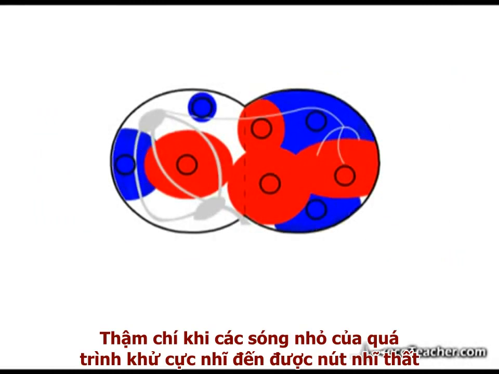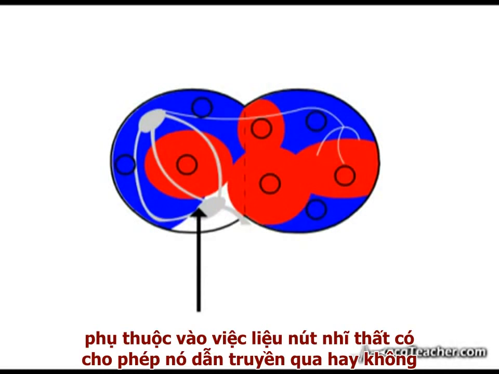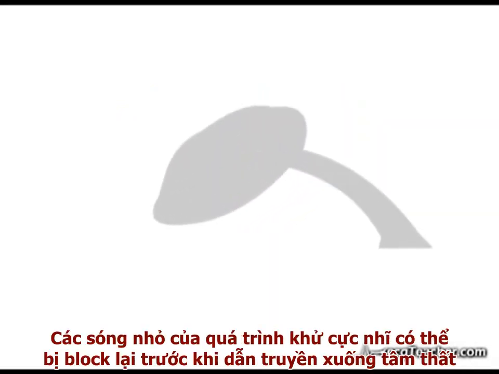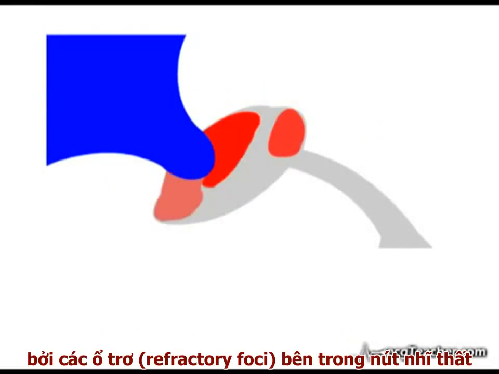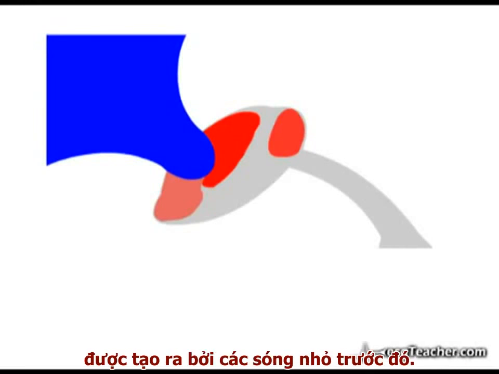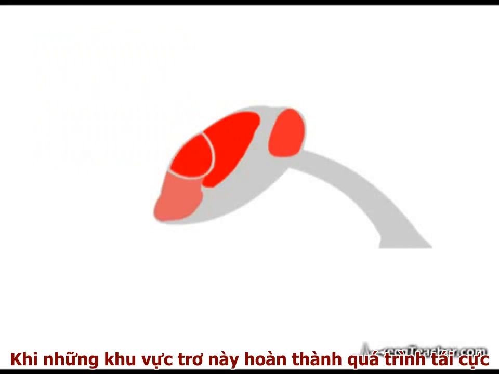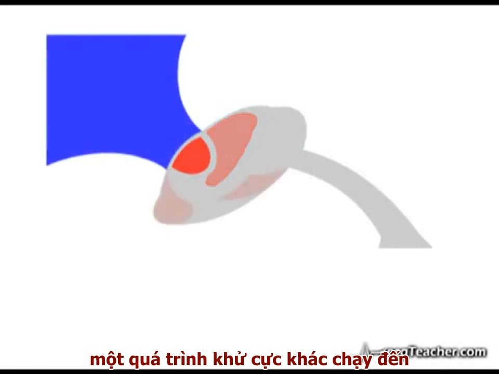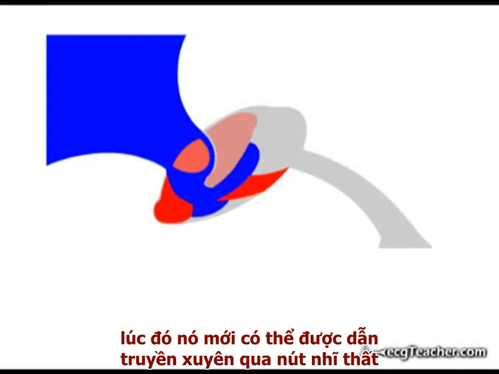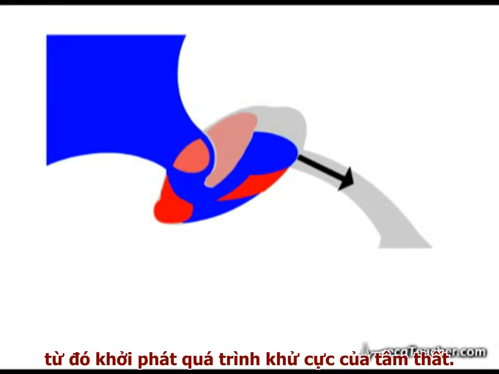Even if a depolarization wavelet reaches the AV node, it may or may not be transmitted into the ventricles depending on whether the node is permissive or refractory to transmission. Within the AV node, the depolarization wavelet may be blocked in its journey to the ventricles by intranodal refractory foci generated by previous wavelets. As these refractory regions complete repolarization, a depolarization event arriving at the same point at a slightly different time, however, may manage to negotiate its way through the node and discharge into the ventricular conducting system, triggering ventricular depolarization.